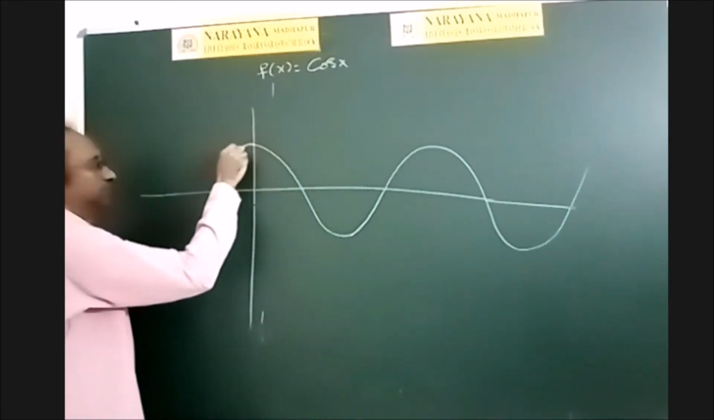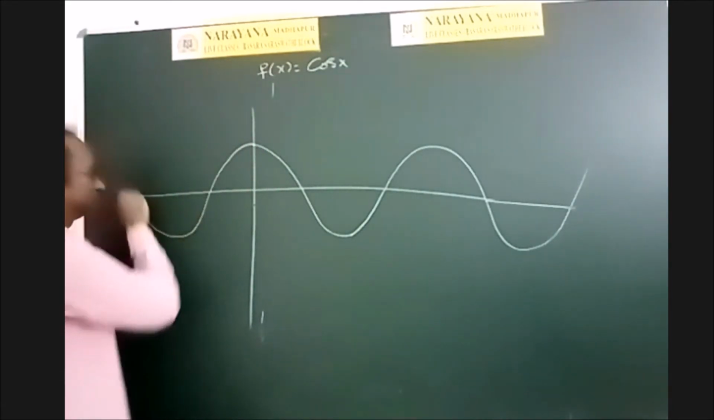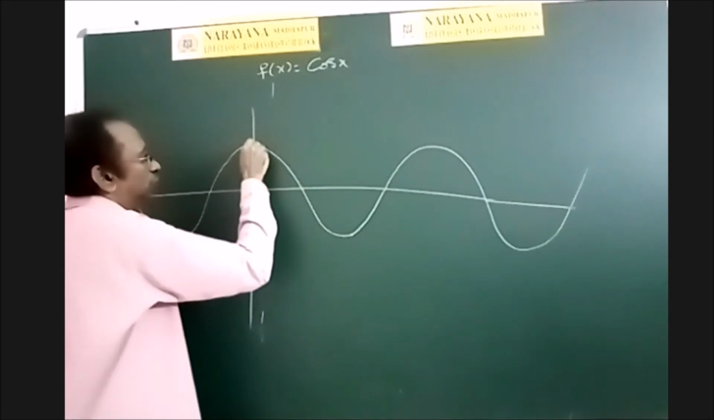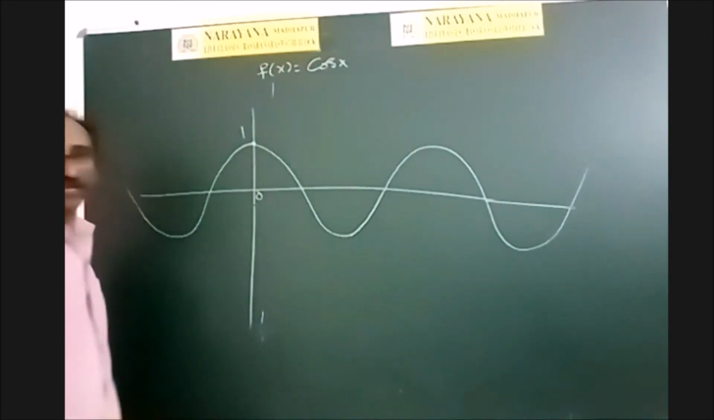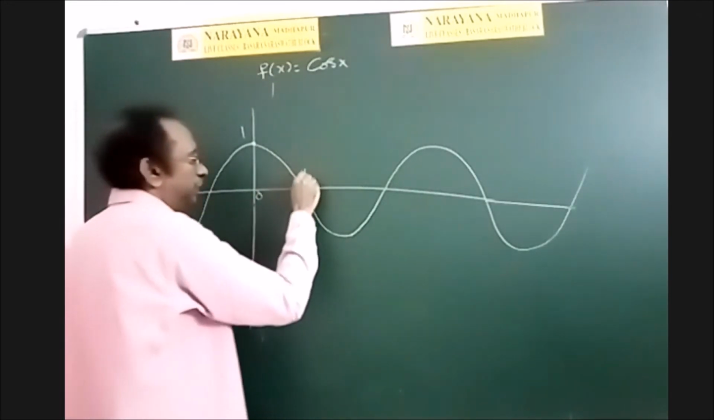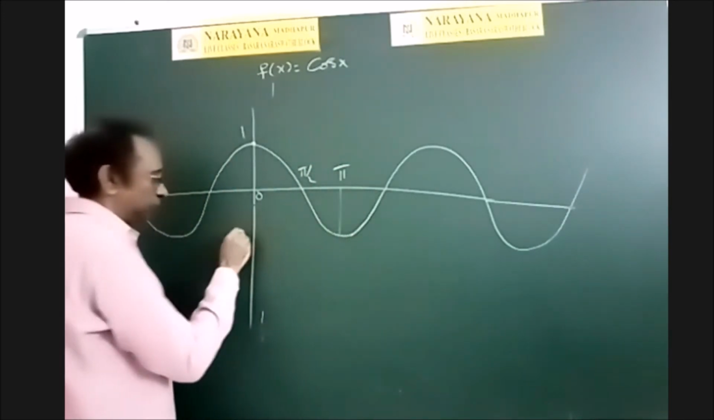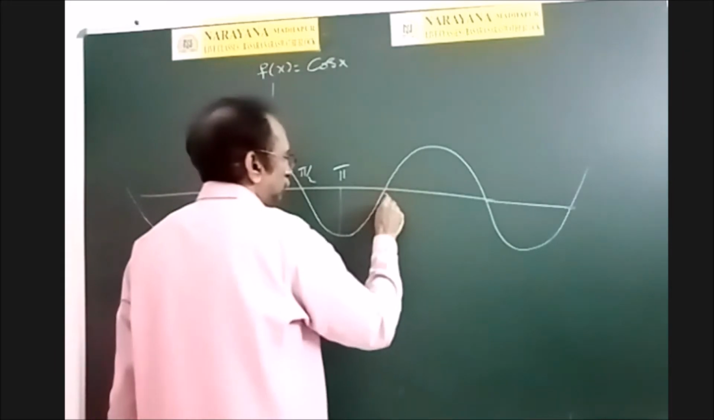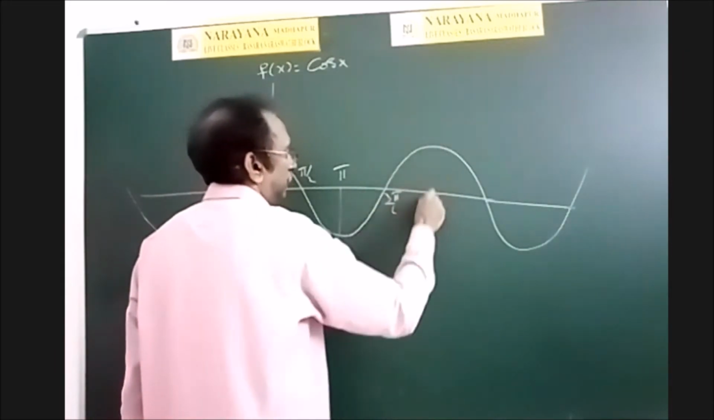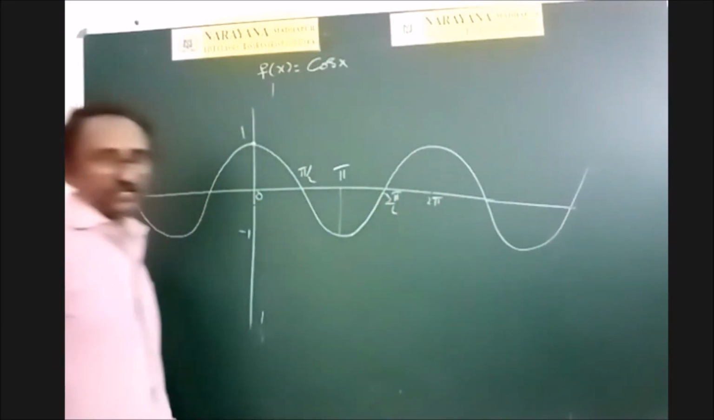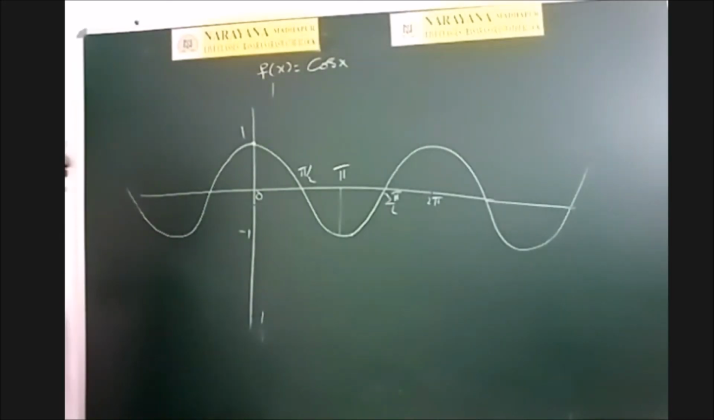It can also be extended to negative numbers. So at 0, you will have maximum value 1. At pi by 2, 0. At pi, you will have minimum value minus 1. So this is 3 pi by 2 and this is 2 pi, like that. So this is the graph of cos x.